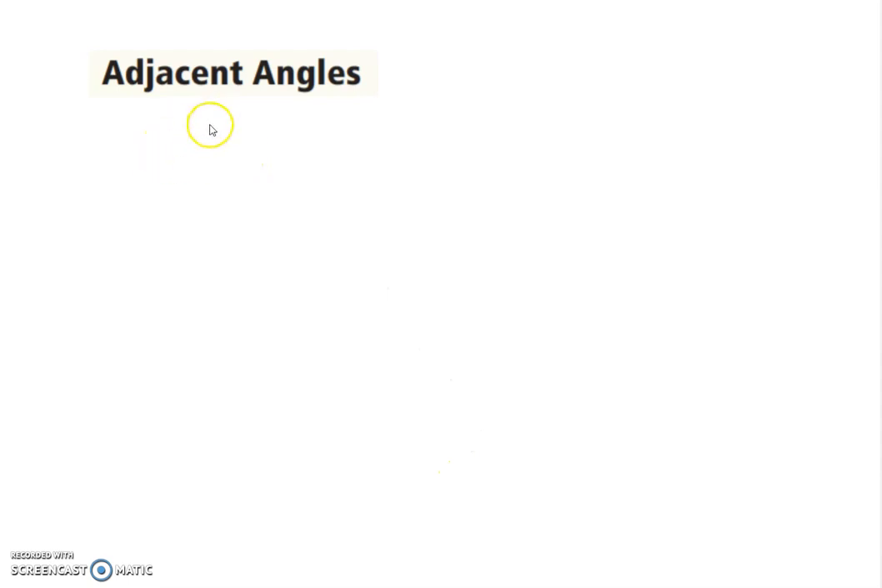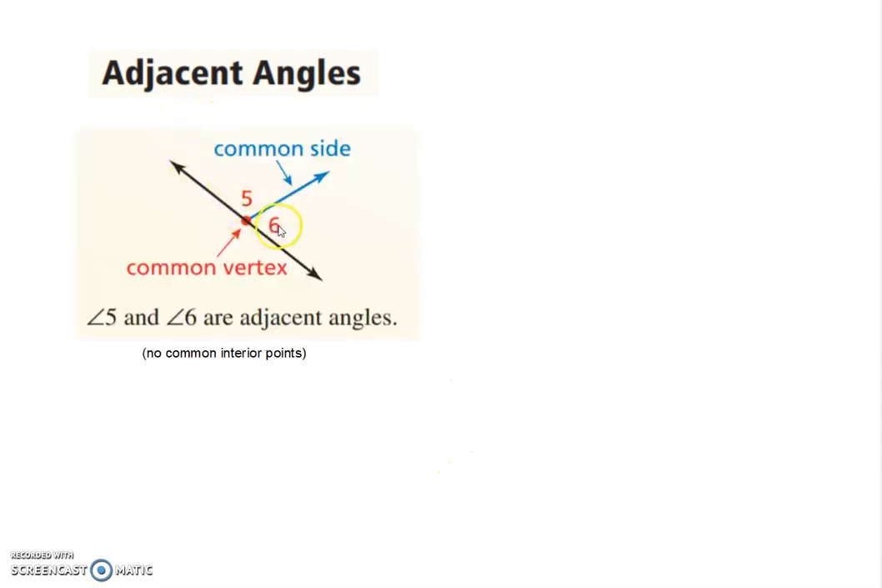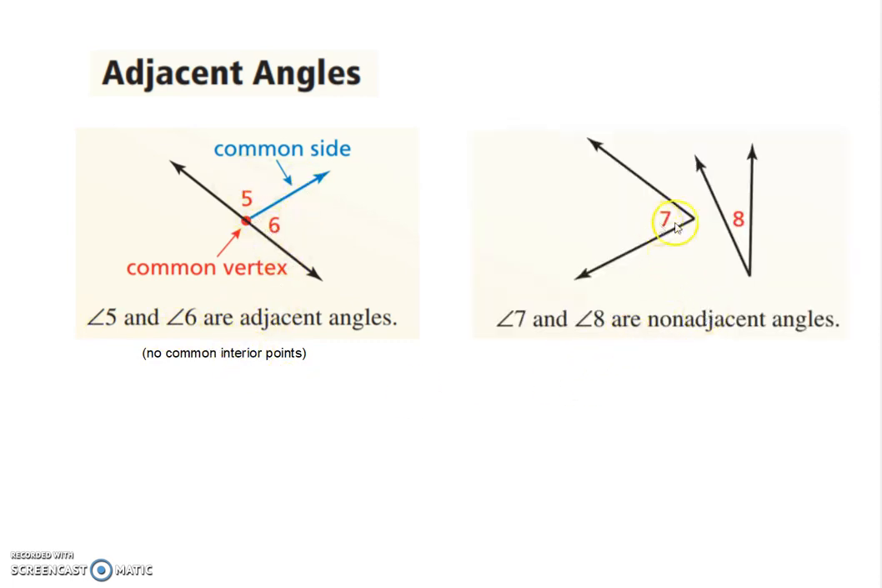Adjacent angles, I mentioned this a couple times. Adjacent angles are angles that are next to each other. So they have to have a common side and a common vertex. Notice they cannot have common interior points, so they're next to each other. We call 5 and 6 adjacent angles. These two, 7 and 8, are non-adjacent. They do not share a common side.